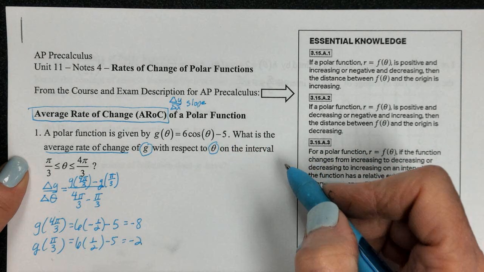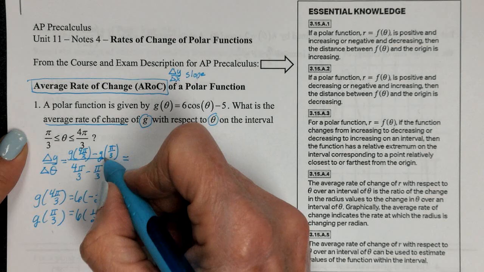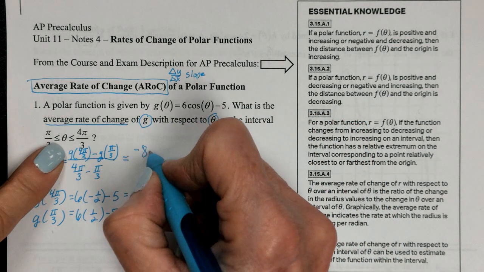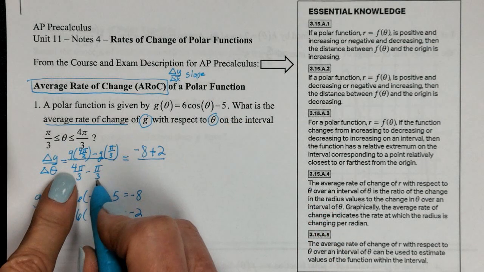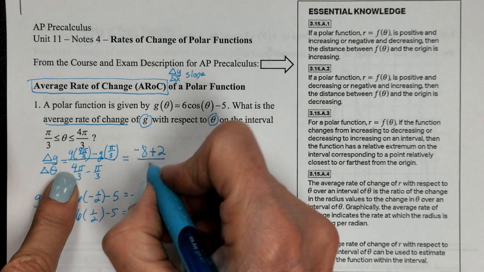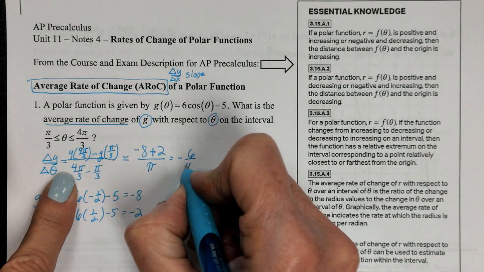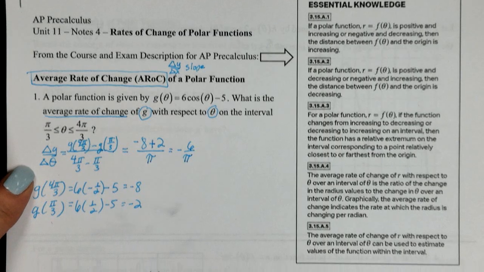I'm going to go put those values up into our AROC equation. Negative 8 minus a negative 2. 4 pi over 3 minus pi over 3 is 3 pi over 3, which is just pi. So this is negative 6 over pi. That's the average rate of change of g with respect to theta.